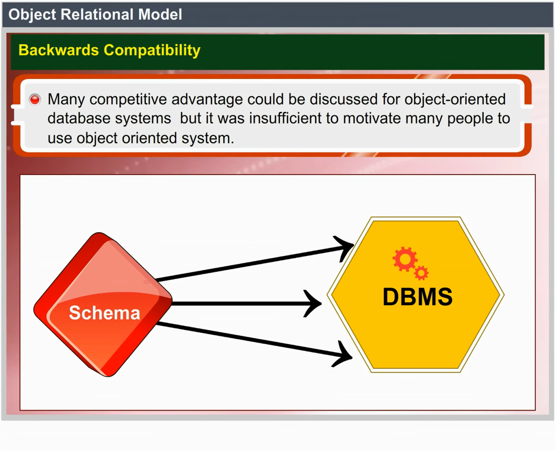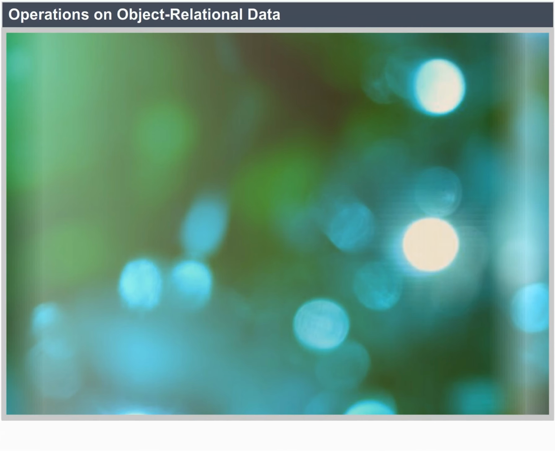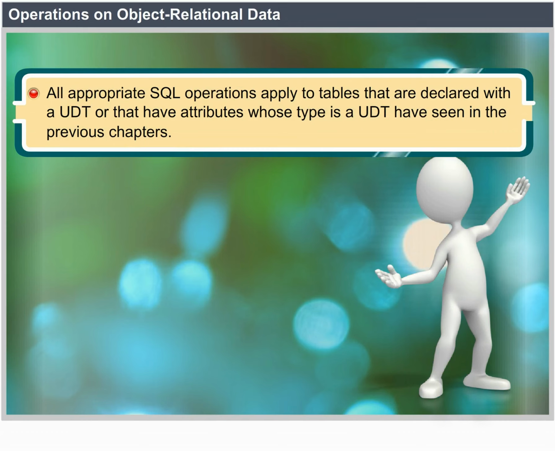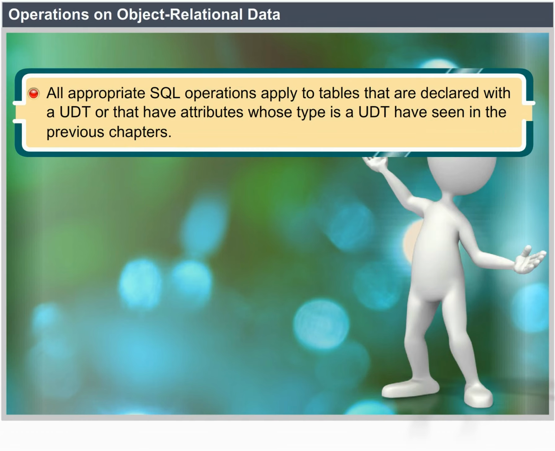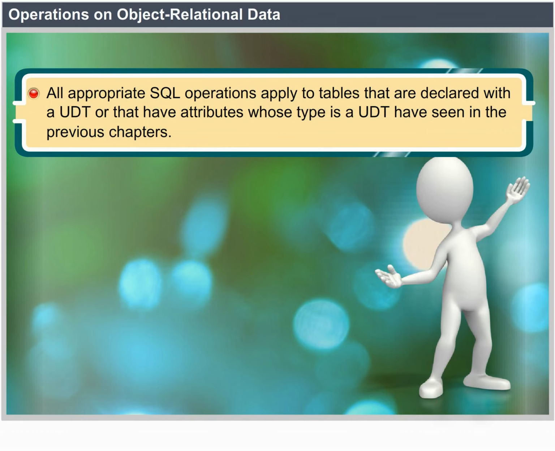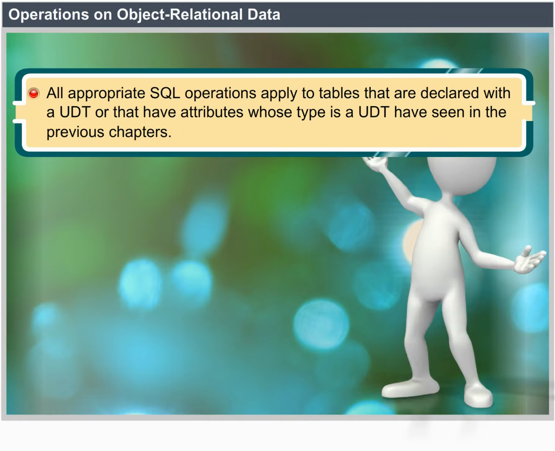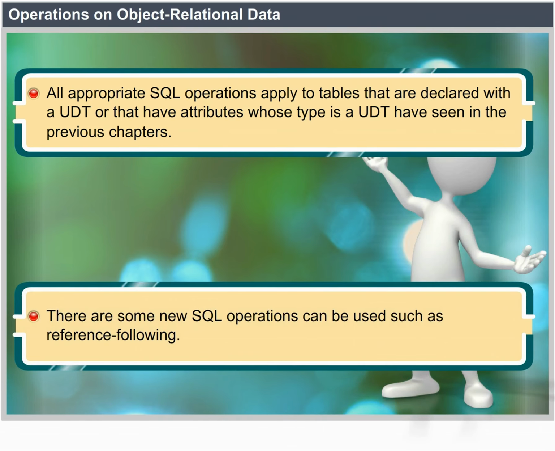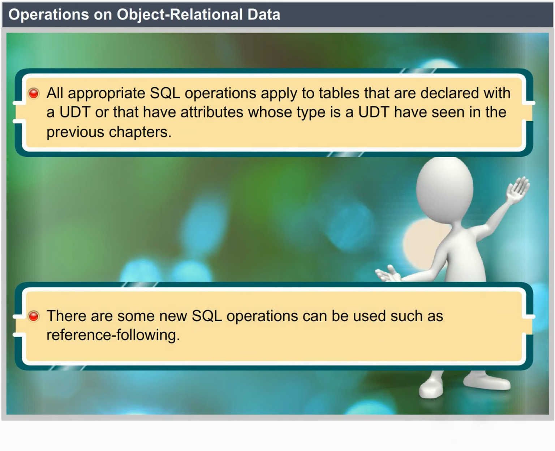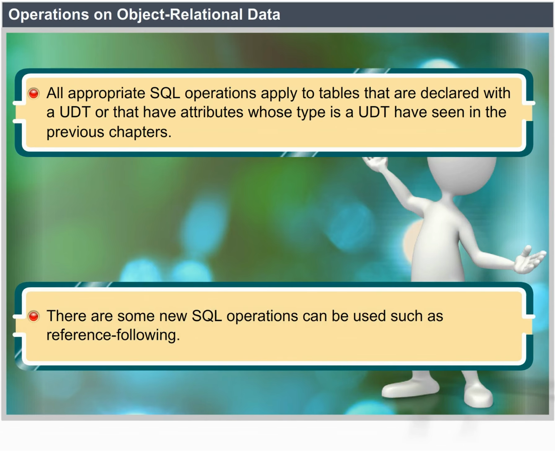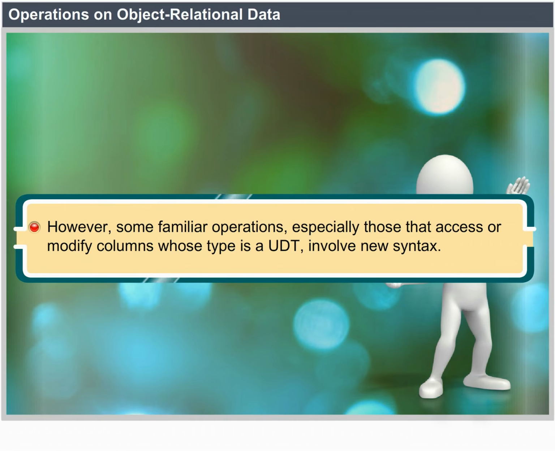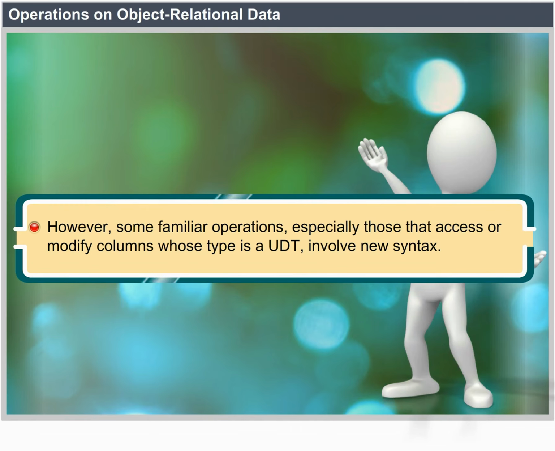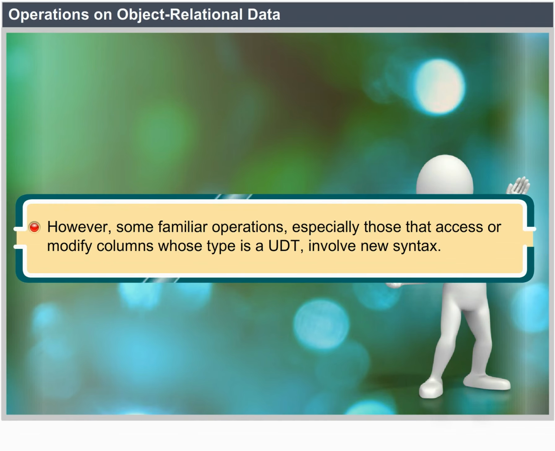Operations on object relational data. All appropriate SQL operations from previous chapters apply to tables that are declared with a UDT or that have attributes whose type is a UDT. There are also some entirely new operations we can use, such as reference following. However, some familiar operations, especially those that access or modify columns whose type is a UDT, involve new syntax.